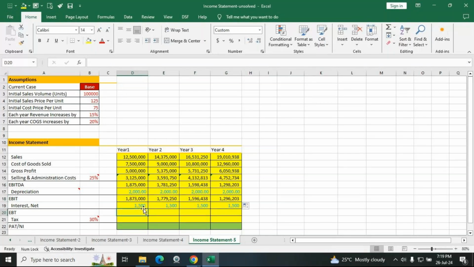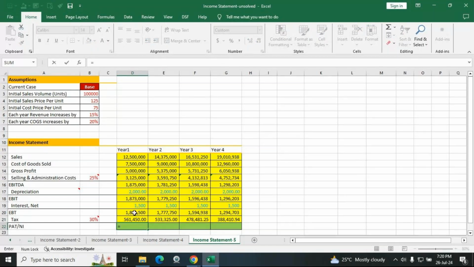So interest value is already given. So EBIT minus net interest. So this will be my EBT. Then tax, so 30% of the earnings before tax. So tax equals EBT into 30%. So profit after tax will be EBT minus the tax.